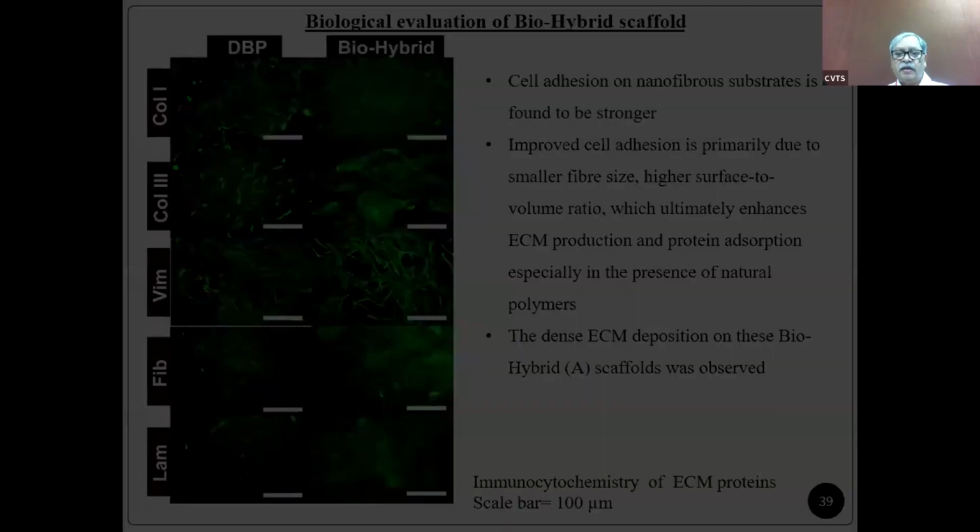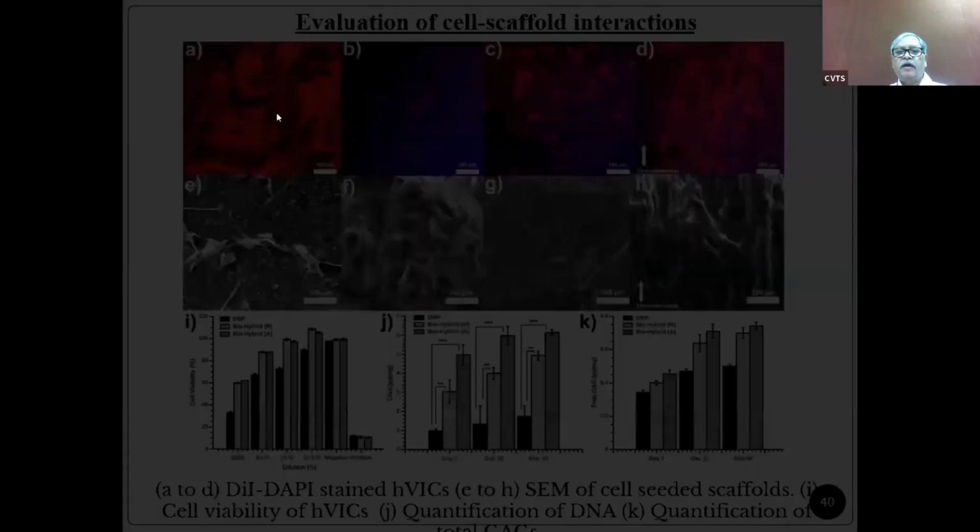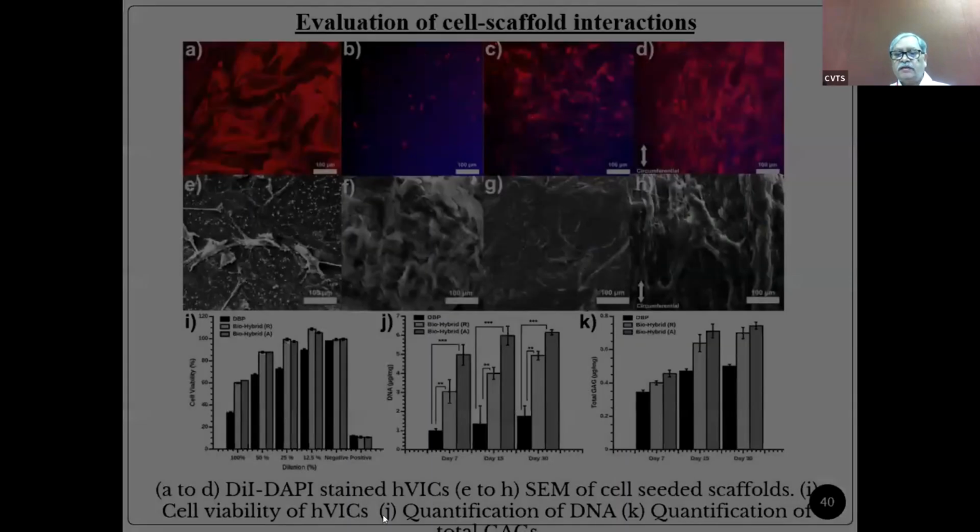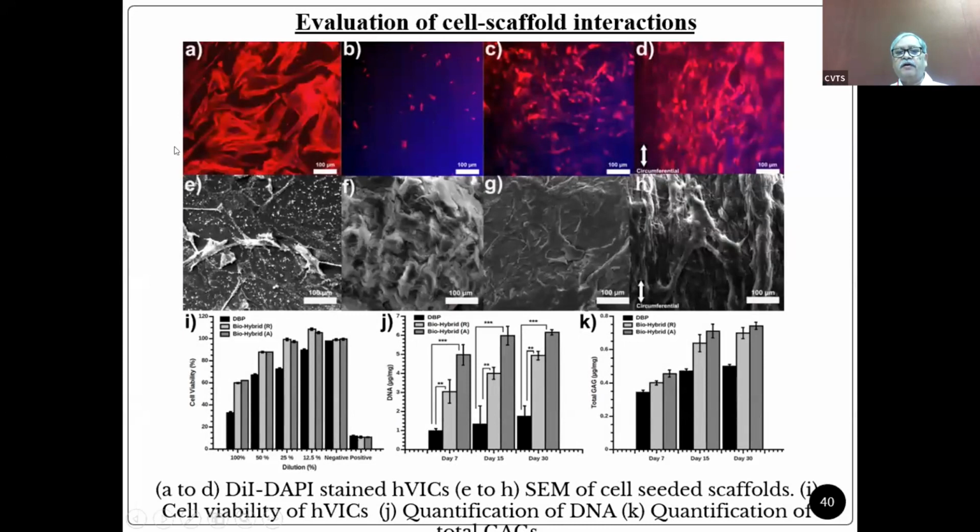And this is also the same scaffold, with different ways of doing those things. You can see stains of the different antibodies to characterize what is present in the cells. And you can see the quantification of total GAG and total DNA. Very little DNA is contained here.